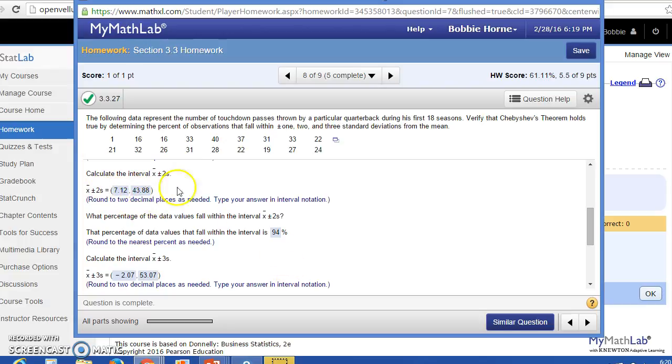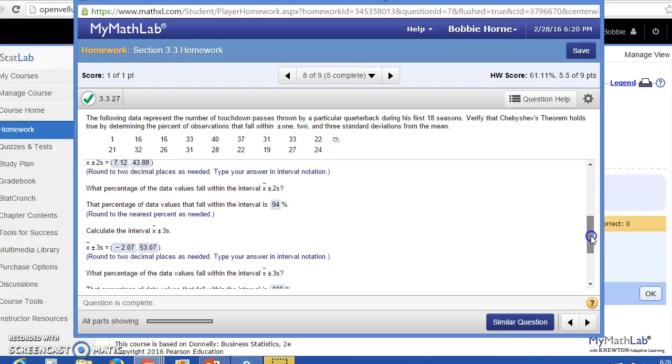Now, how many values up here fall within this range? Well, it looks like every value up here would be within the range except for the value 1. So if we did 17 divided by 18, we would get 94%.